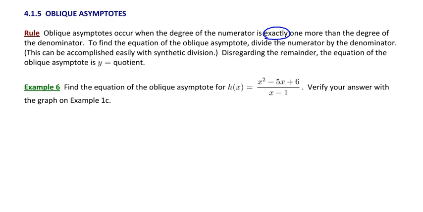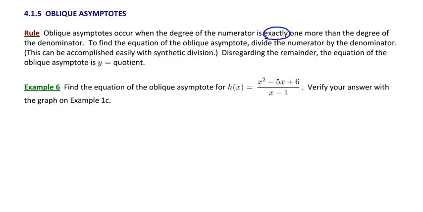To find the equation of the oblique asymptote, divide the numerator by the denominator. This can be accomplished easily with synthetic division. Disregarding the remainder, the equation of the oblique asymptote is then y equal to the quotient. So let's take a look at example 6.